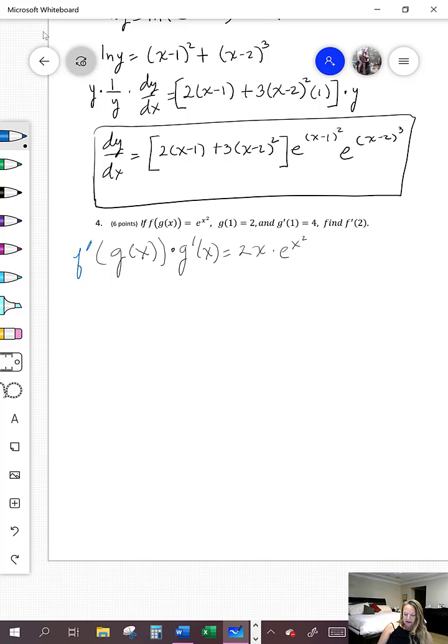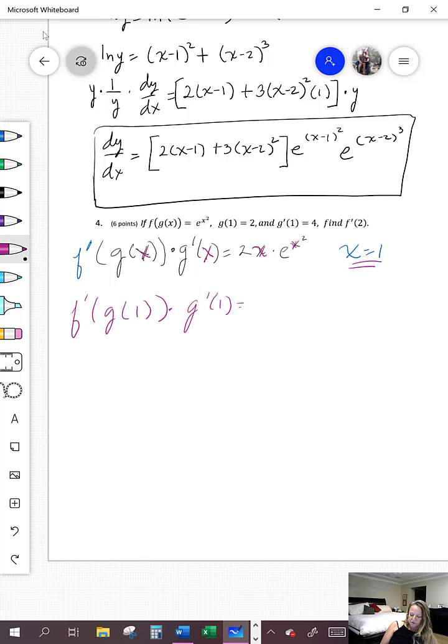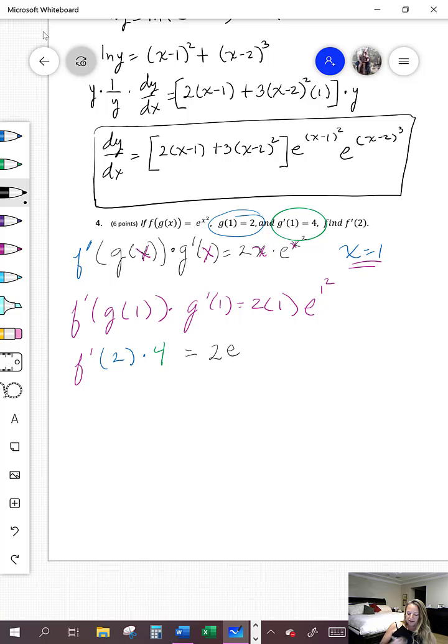So let's plug in x equals 1. Wherever we see an x, we're going to replace it with 1. So we have f prime of g of 1 times g prime of 1 is equal to 2 times, you see an x there, 1, e raised to the 1 squared. So f prime, well, g of 1, we're given g of 1 is 2. So f prime of 2 times g prime of 1, well, we're given g prime of 1 is 4. This has to equal 2 times e raised to the first squared, which is just 2e.